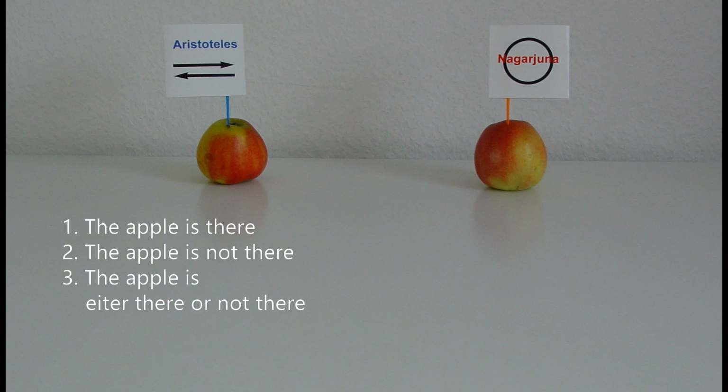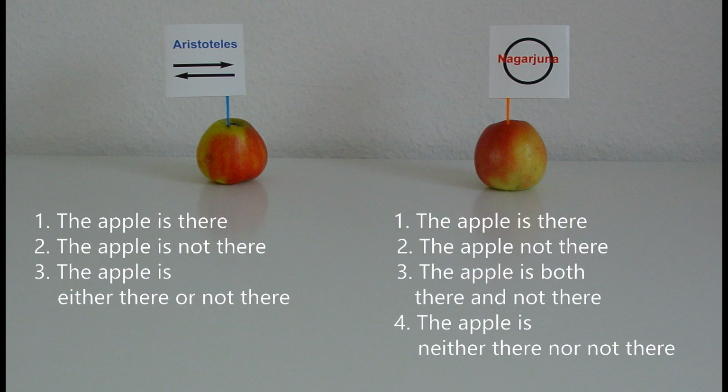First, the apple is there. Second, the apple is not there. Third, the apple is either there or not there. The first two principles also exist in the logic of the Indian philosopher Nagarjuna.